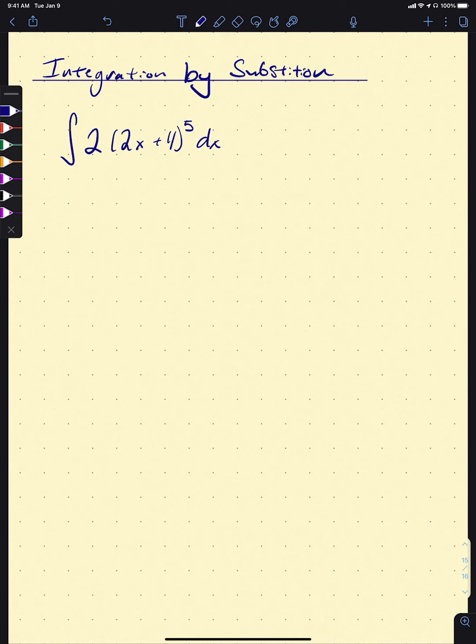Here's the idea. Let u equal 2x plus 4. Then we want to take the differential. Remember, way back, I believe it was before the first exam, we talked about differentials, and now they're going to come in very handy, because du is 2 times dx.